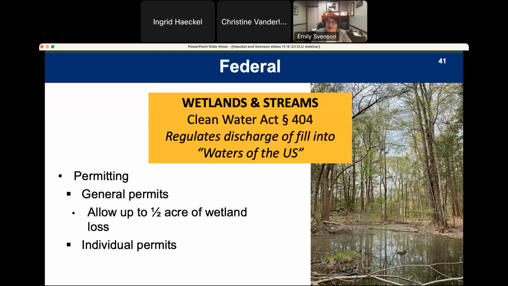I just want folks to bear in mind that just because a wetland may be regulated or jurisdictional under the federal government, it doesn't mean that it's protected per se, because of the availability of these permits that can pretty easily be received in order to fill parts of a wetland.